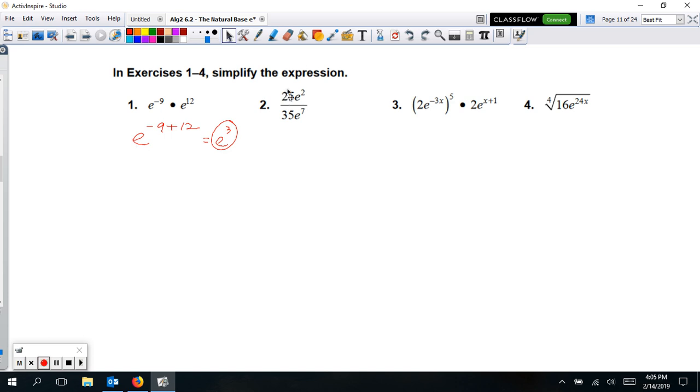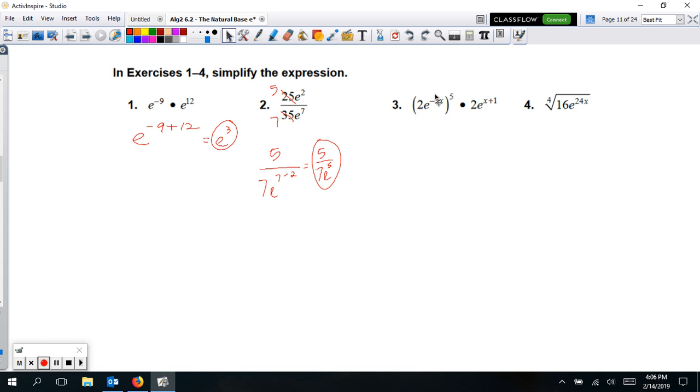Over here we're going to simplify the 25 over 35, so 5 can go into both of those. We can simplify that to 5 over 7, and then we have to subtract the exponents on the e. We'll keep the 5 on the top, and I'm going to move the smaller one down to the bottom where the bigger 7 is. So I'm going to say 7 minus 2 at the bottom for the e, so I have 7e to the 5th on the bottom. So it's 5 over 7e to the 5th for the simplified form of number 2.